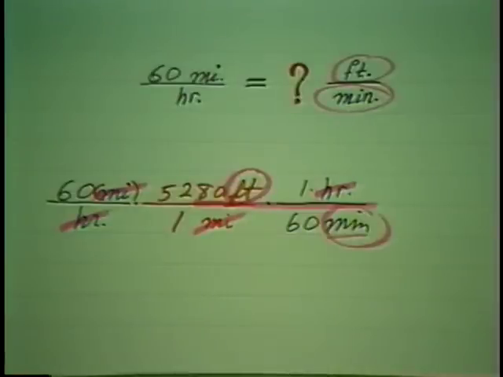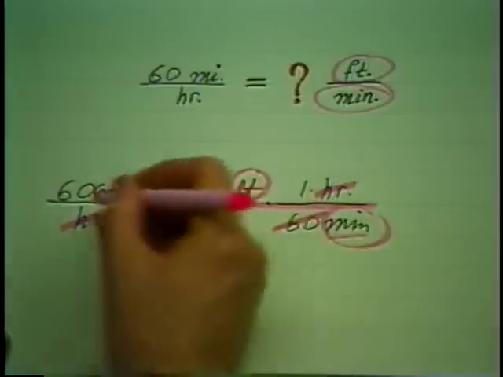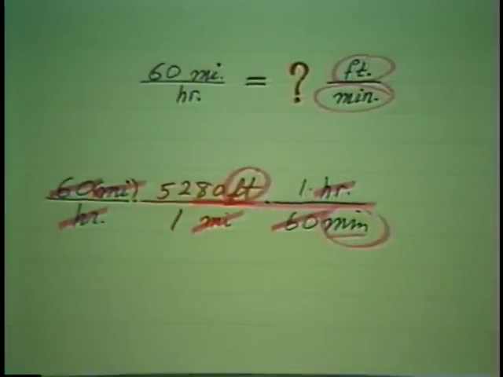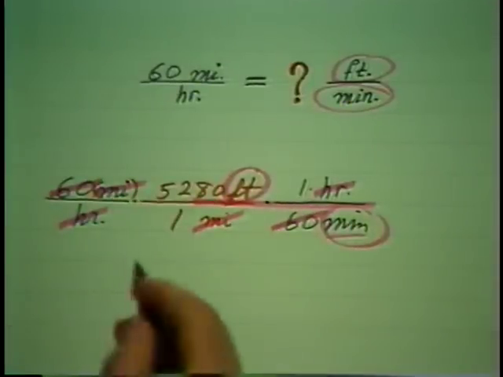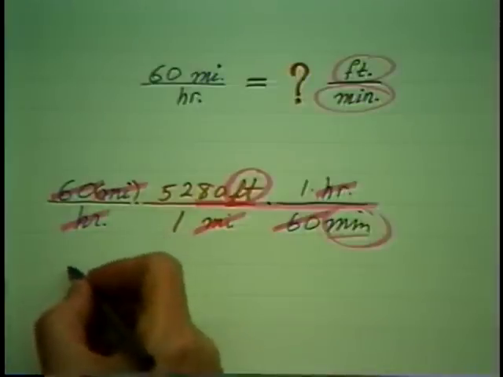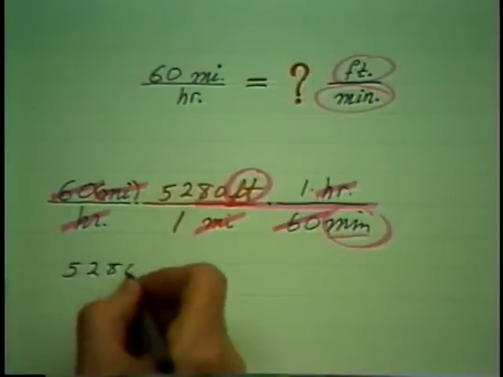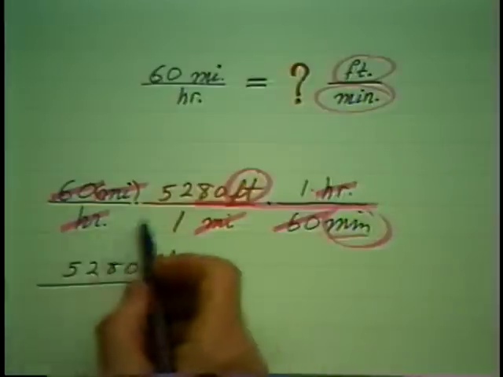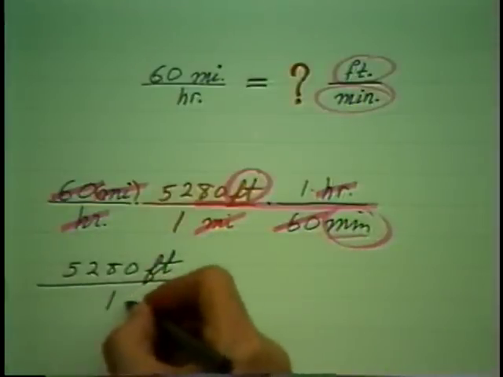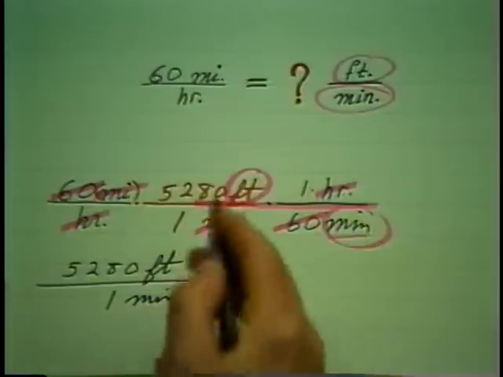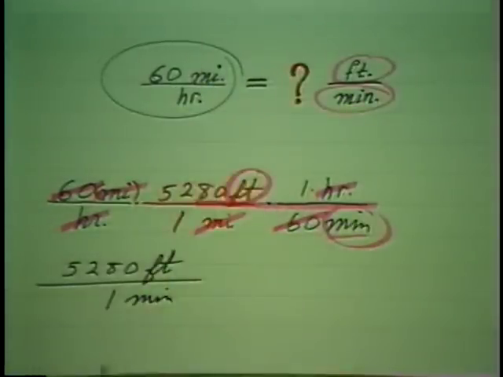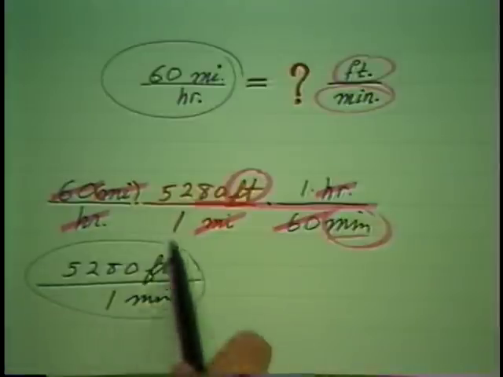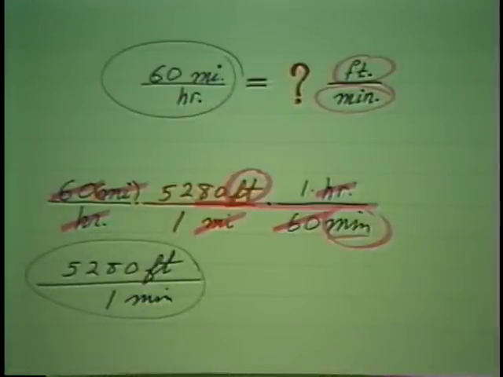Now, as far as the arithmetic is concerned, all I have to do, I simply tend to any remaining cancellation. So simply reading what I have left, I have 5,280 feet over 1 minute. So I have that 60 miles per hour is the same thing as 5,280 feet per minute.